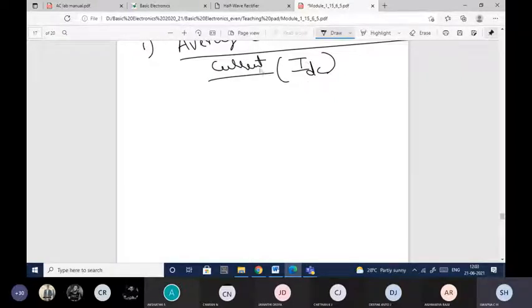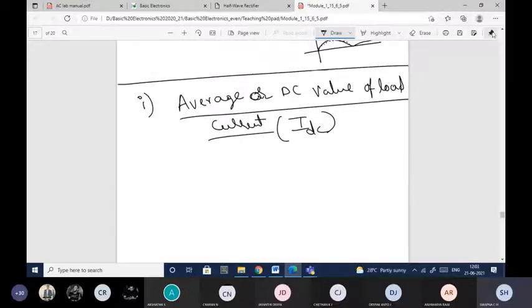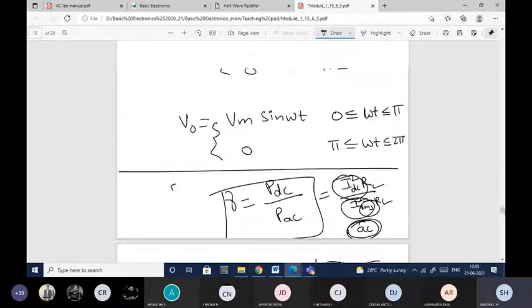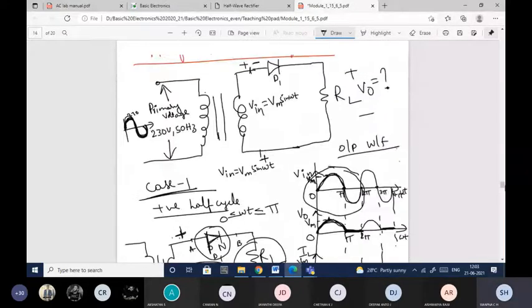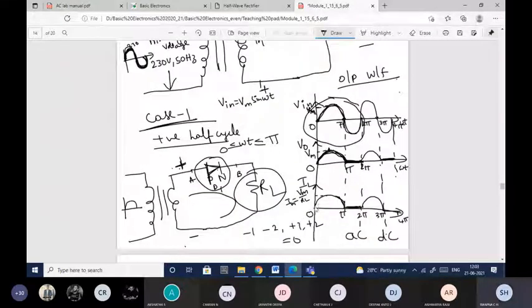For that reason, I need to find the average value. Average value is also said to be the DC value. DC value of load current. Where is that waveform? This is my waveform, and this is the load current. For this load current from 0 to 2 pi in one cycle, I need to find the DC value present in it. DC value can also be found by taking the average value.